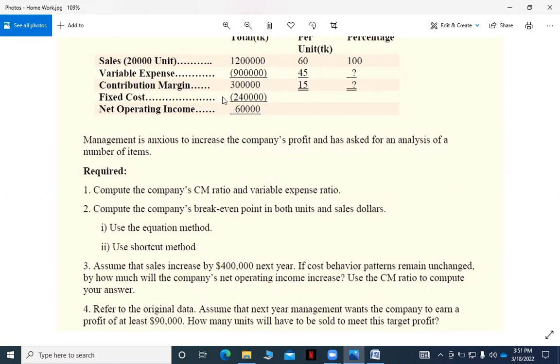So you can directly multiply the CM ratio or contribution margin ratio, then we can easily get that, and that will be our operating income. That will be our net operating income because there is no other fixed cost. You only deduct the variable expense. If you deduct the variable expense, then whatever we'll get, that will be added with our net operating income. Is it clear? Yes, sir.